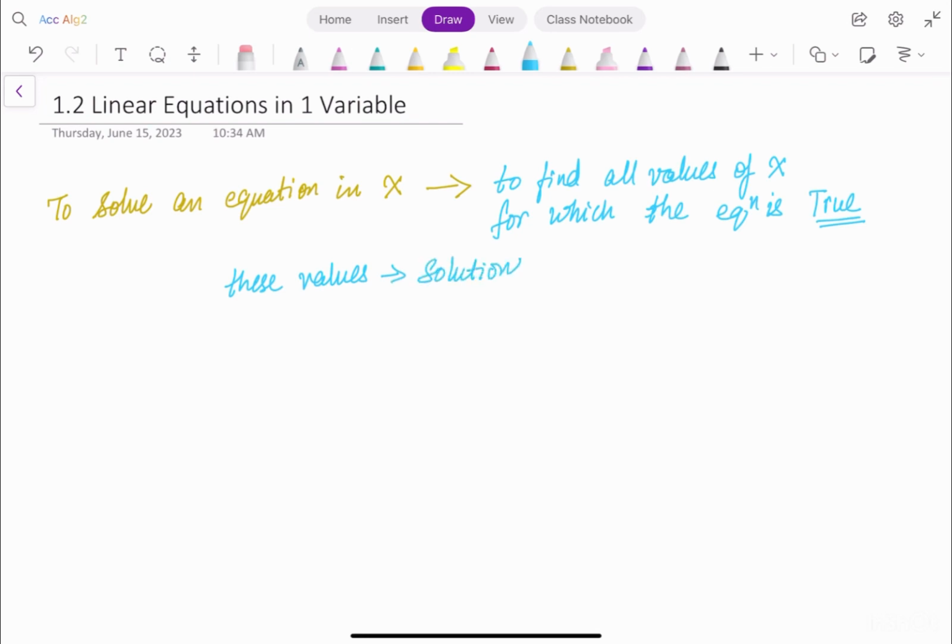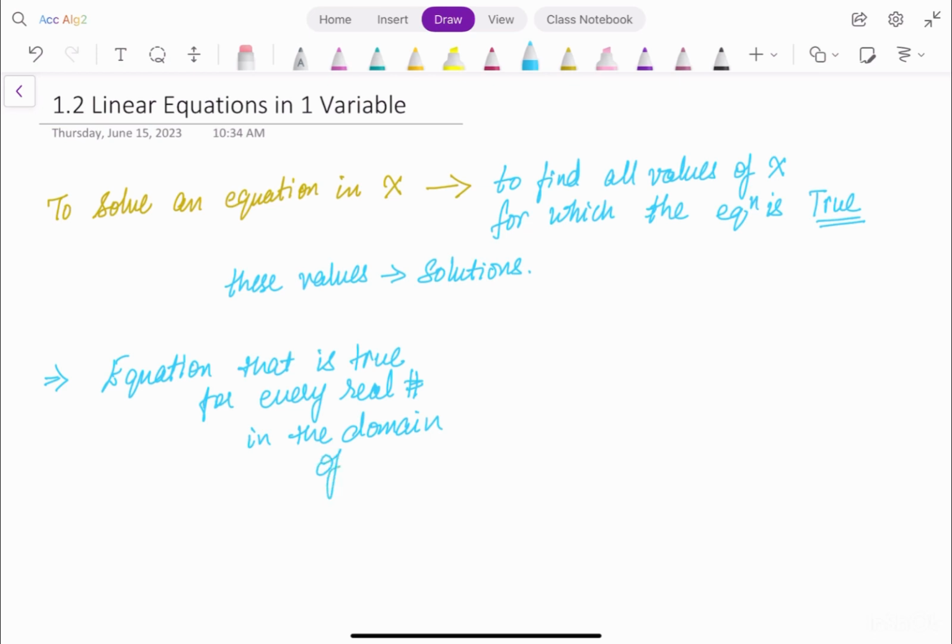Now, keeping this in mind, we can also say that an equation that is true for every real number in the domain of the variable, meaning of the given variable, is called an identity. Now the words are a little bit confusing. Let's take one example to understand it.